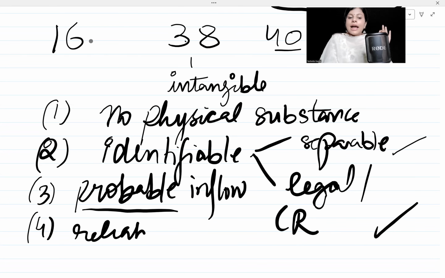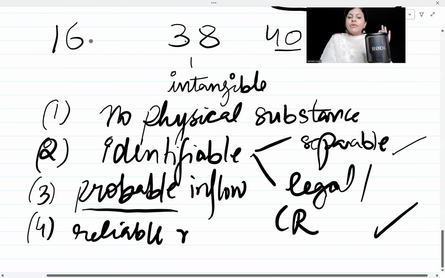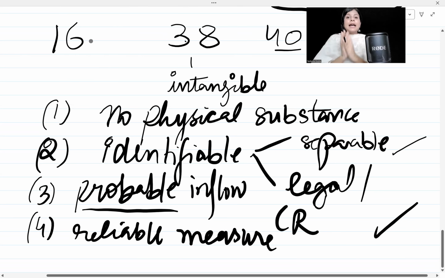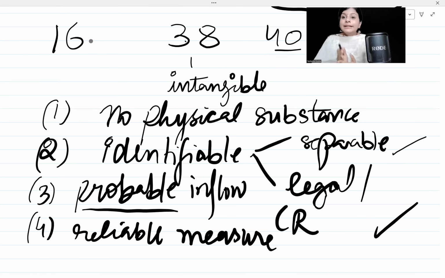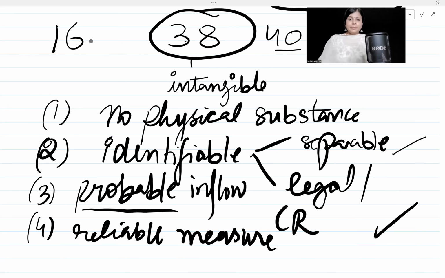Now, guys, reliable measure is not possible for many items or many elements in our financial statements, that's why we do not record internally generated brands. Internally generated brands, they have no physical substance. They are kind of identifiable. They will lead to inflow of economic resources. Still, we don't record them as intangible asset in individual accounts because there is no reliable measure available. So that's what you mean by IS 38.